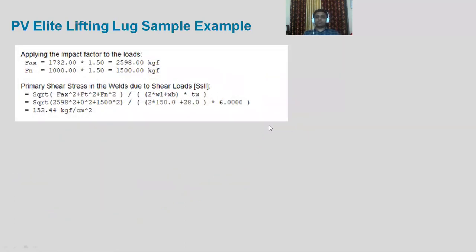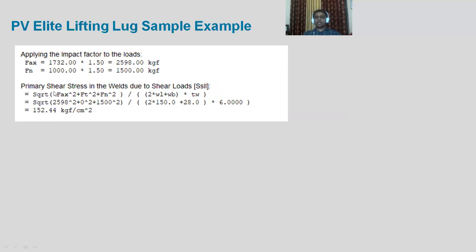Now once we have calculated the moment of inertia, let's calculate the forces. For axial force, we have given the value of 1732. The impact factor was 1.5, so the load has been increased to 2598. Similarly, for normal force, 1000 kg was the force we have provided, and the impact factor was 1.5. So 1500 will be the load utilized in the calculation of the stresses.